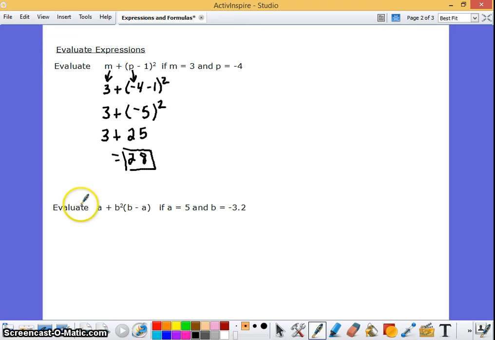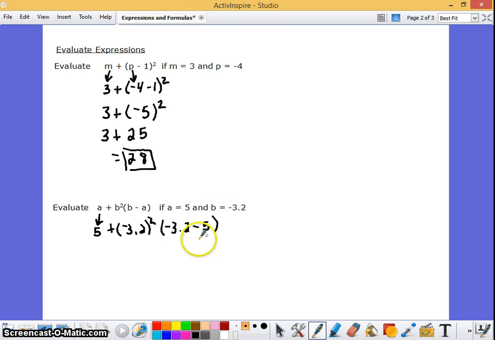So let's try another one. Evaluate a plus b squared times (b minus a) if a equals 5 and b equals negative 3.2. So first substitute 5 and negative 3.2 in for a and b. So 5 in for a, right here, put the negative 3.2 squared, times, again b, so that's negative 3.2 minus a, which is 5.